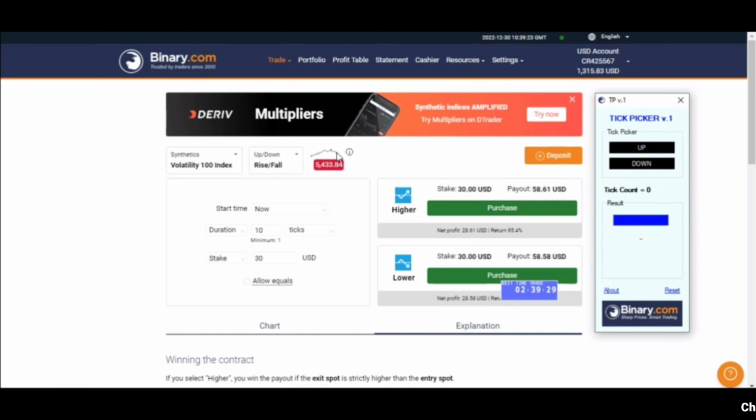In using the tick picker strategy, it's easy, you just pay attention to the movement of the signal next to the rise fall. If the movement of the signal goes up then you press up once. On the other hand, if the signal goes down then you press down once. Up to 10 clicks and open up slash down position.